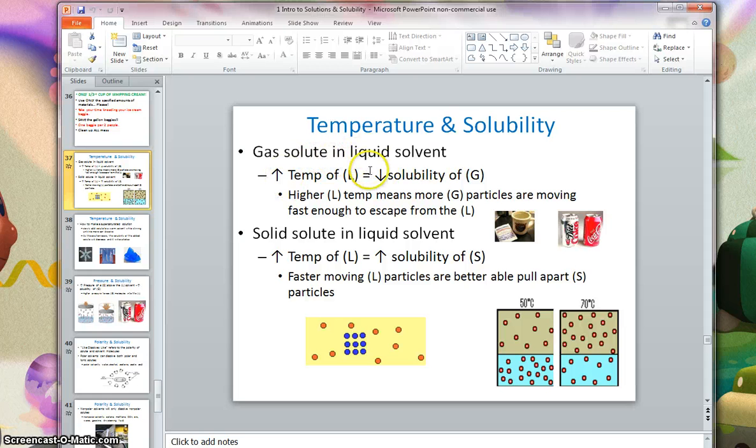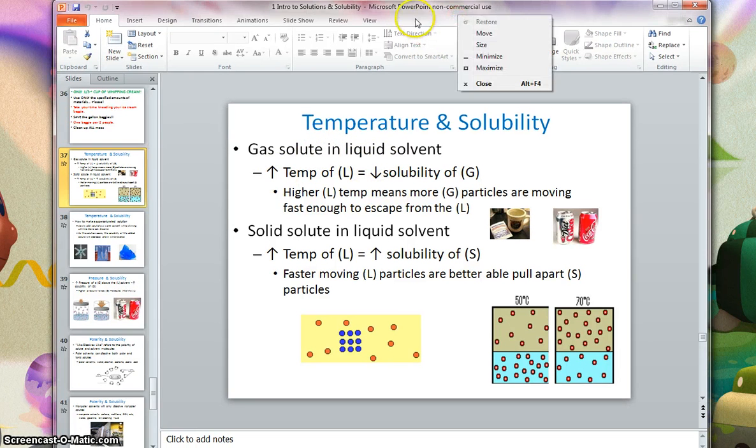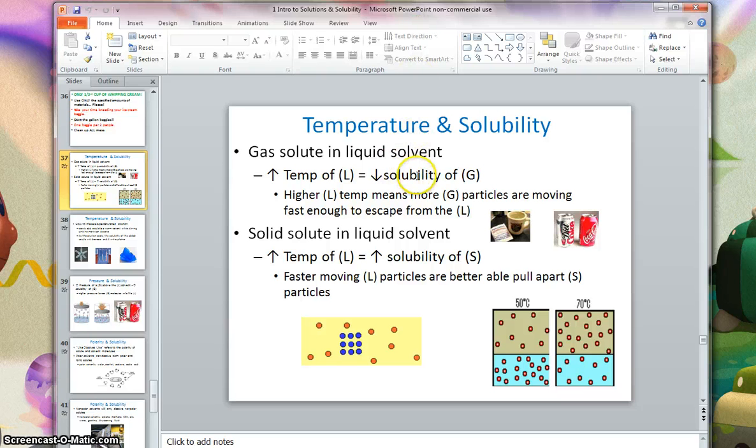As you can see, when we have a liquid solvent and a gas dissolved in it, so a gas solute in a liquid solvent, if we increase the temperature of the liquid, we decrease the solubility of the gas. Think about this: if you increase the temperature, and the gases are just floating around inside, let's say the solvent is water, then the gases are going to be moving around much more quickly, because of increased kinetic energy.